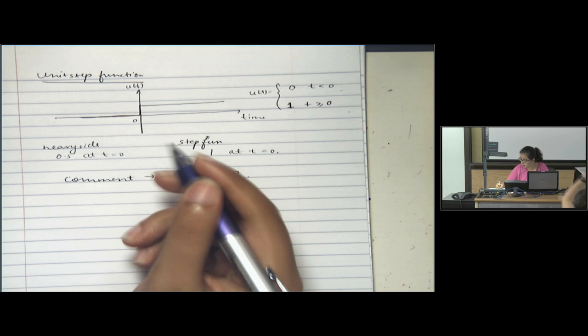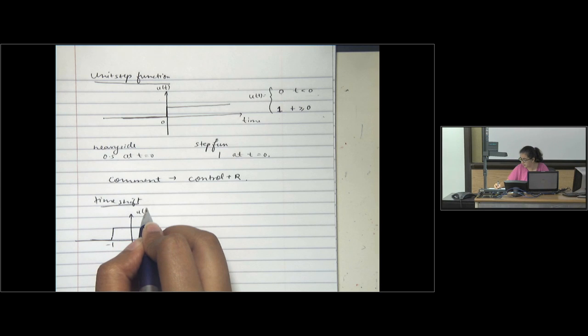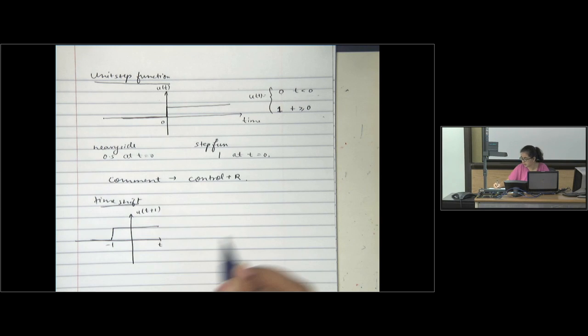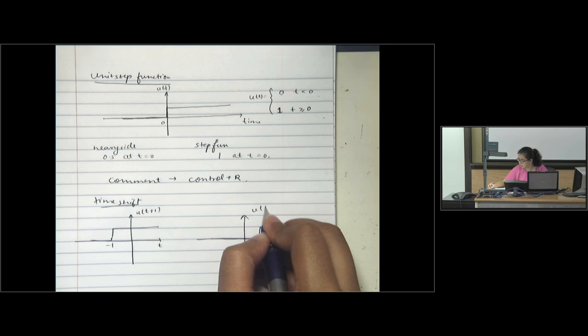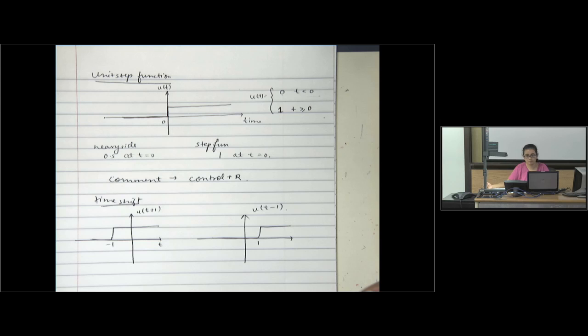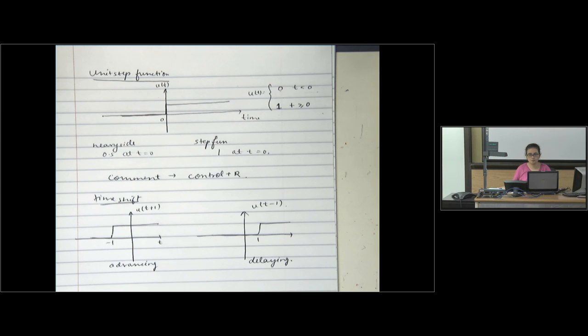So let me write that for you. Time shift. The same signal as above. If I do it over here, this is minus 1. u of t plus 1, and this is t. That's visible, right? And this is 1, and this is u of t minus 1. So this is advancing, and this is delaying. All good?